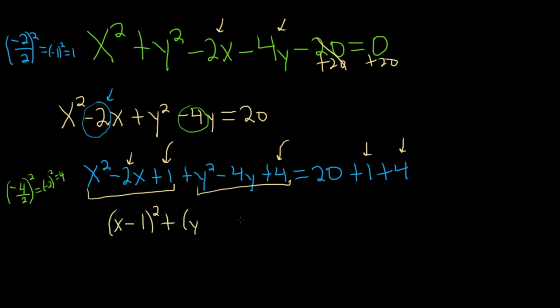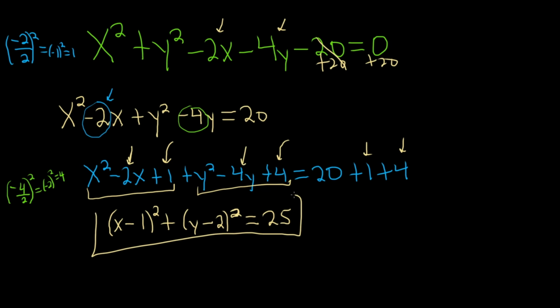Do the same thing here. Keep the sign. 4 over 2 is 2. Then here you get 25. So again, here you just divide it by 2, so you get 1, keep the sign. Here you just divide it by 2, so you get 2, keep the sign.